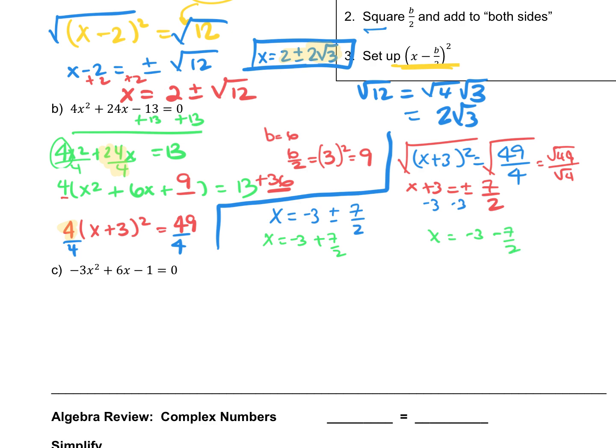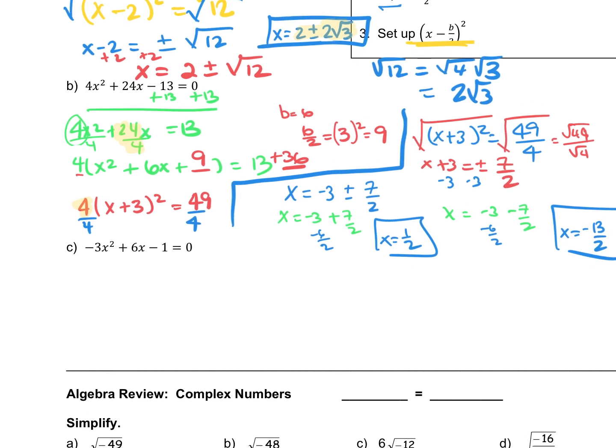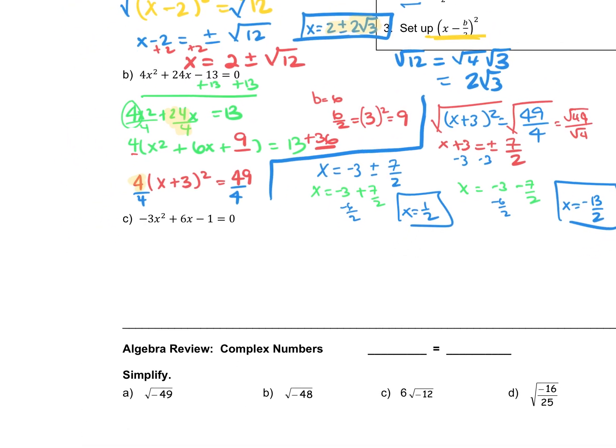So when I do that, I'm going to find a common denominator. So this is actually going to be negative 6 over 2, and that one will also be negative 6 over 2. So I get x equals 1/2, and I get x equals negative 13 halves. And those are my two solutions. I do show a lot of work; sometimes you don't need to show as much work, but make sure you understand where we're going.